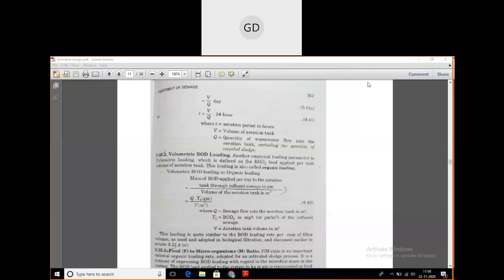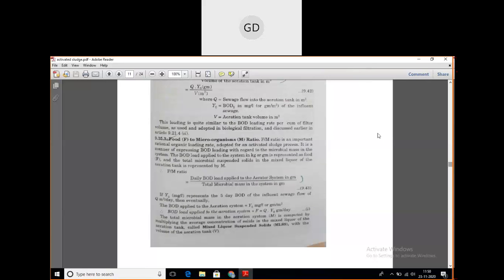Then next is your food to microorganism ratio. Okay, food to microorganism ratio.